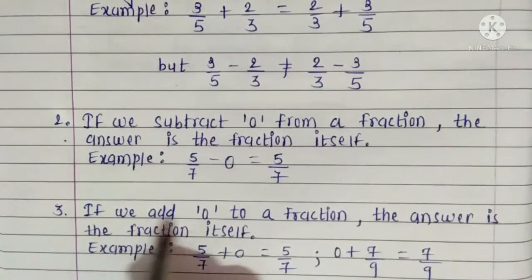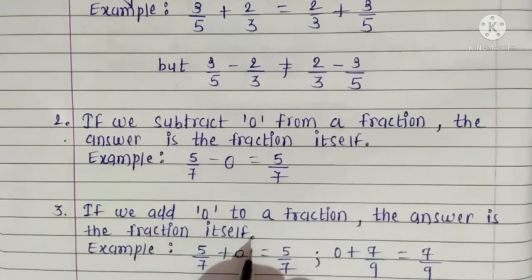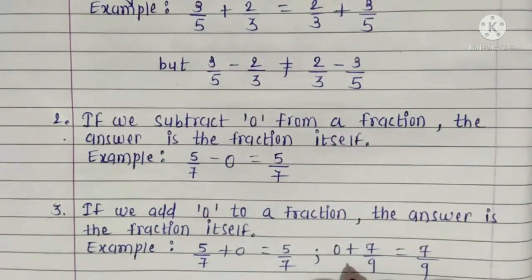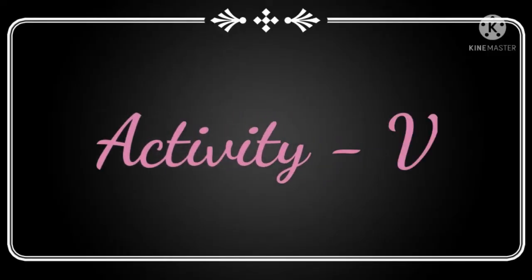Third property, if we add zero to a fraction, the answer is the fraction itself. That means अगर हम कोई भी fraction में zero को add करते हैं तो हमें answer fraction itself मिलता है. For example, 5 upon 7 plus 0 is equal to 5 upon 7. That means, fraction itself. And 0 में कोई भी fraction को add करेंगे, तो भी हमें answer में fraction itself मिलेगा. Now, we are going to start activity 5, which is based on addition and subtraction of mixed fractions.